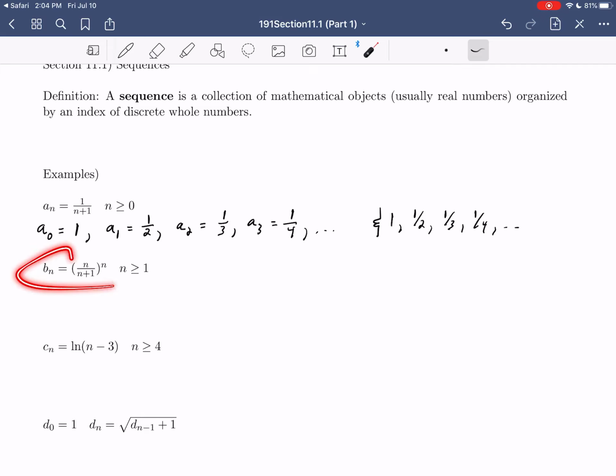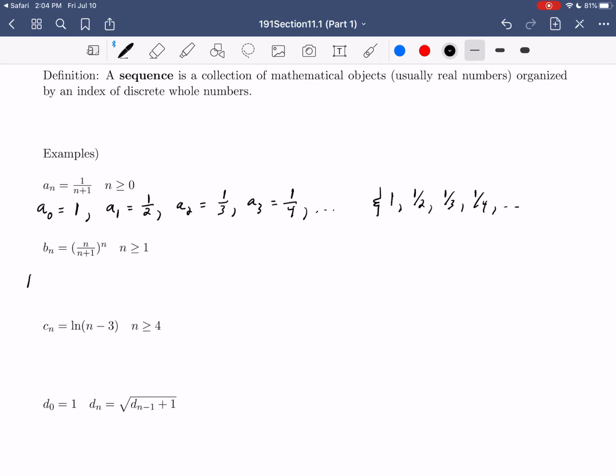All right, here's another one. b sub n equals (n over n plus 1) to the n. So this one's a little bit more complicated. Notice also this one starts from n greater than or equal to 1. At the beginning, we'll pay attention to where it starts from, but to be honest, it doesn't matter that much because, like I already hinted at, we're going to be much more interested in the long-term behavior, not the starting behavior.